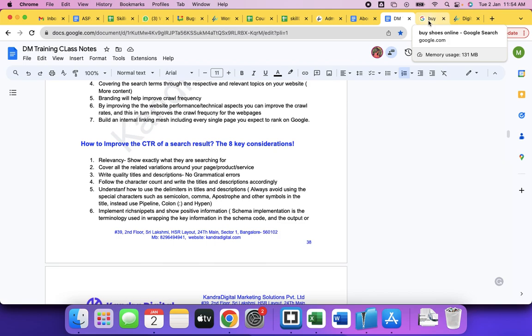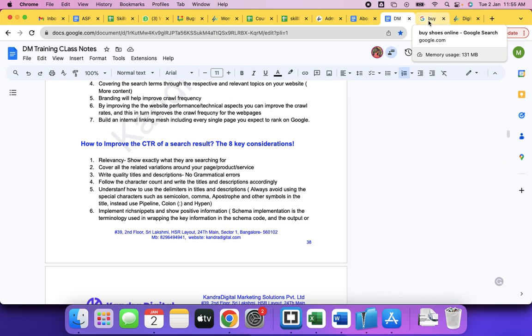A lengthy sentence or statement will get truncated. You have to use appropriate or the right delimiters in between, such as pipelines, colons, and hyphens, okay? You cannot write a lengthy sentence how you write on the web page. Okay, you have to follow all those guidelines. We'll be discussing the guidelines. This class is all about how to improve the CTR.